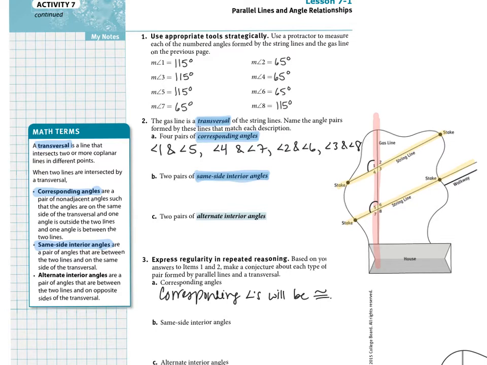What if I did angles 4 and 5? Those are a pair of angles that are between the two lines, and they're on the same side of the transversal. So let's write down that angle pair, angle 4 and angle 5. I want you to go ahead and come up with one more pair of same side interior angles. Go ahead and pause the video here.